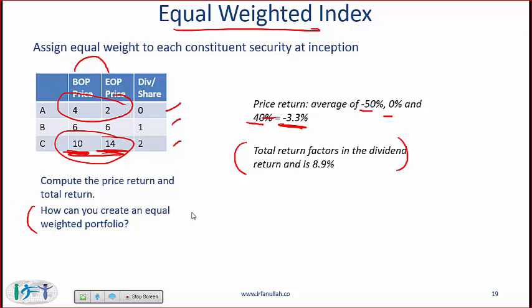A basic question is, how can you create an equal weighted portfolio? The idea is that if you have $3,000 to invest, then you put an equal amount of money, so 1,000, 1,000, 1,000, in each stock.